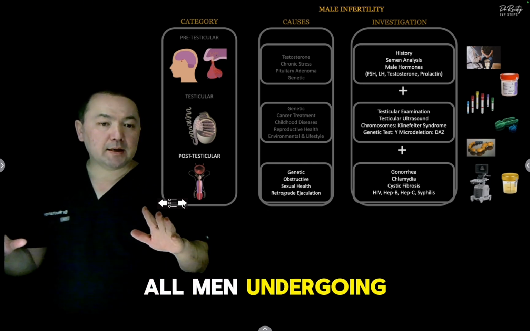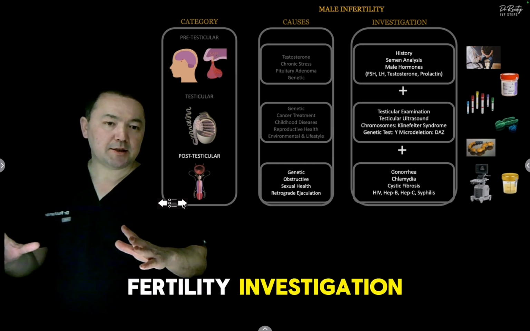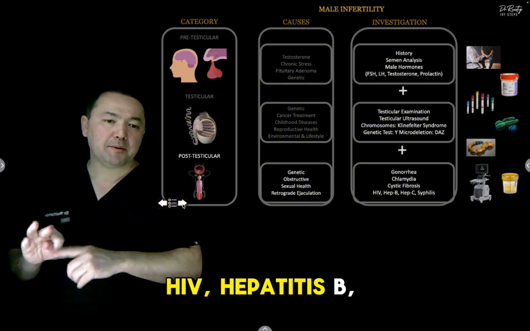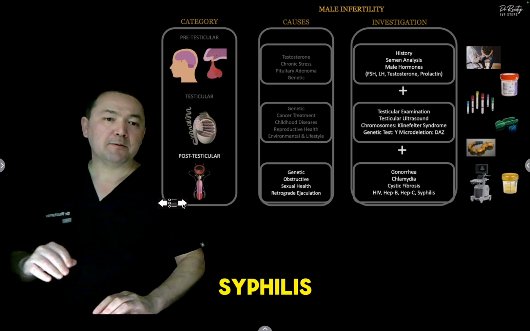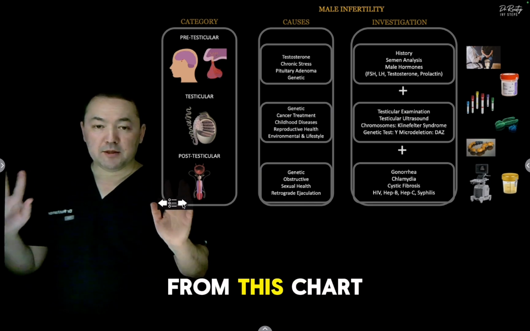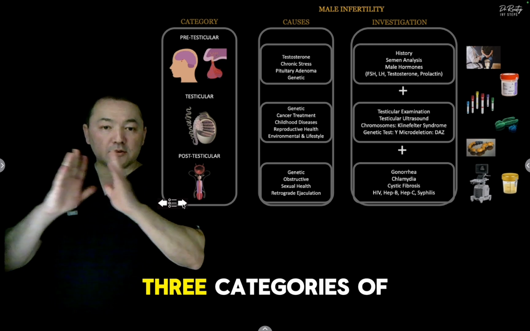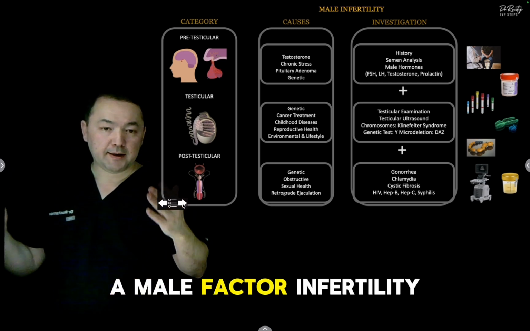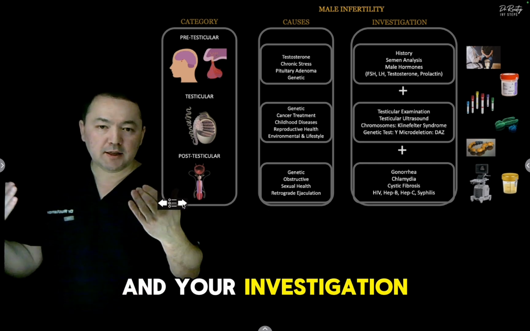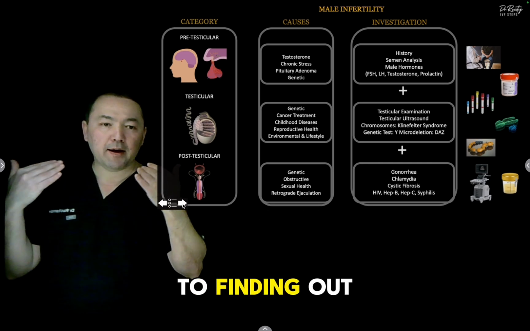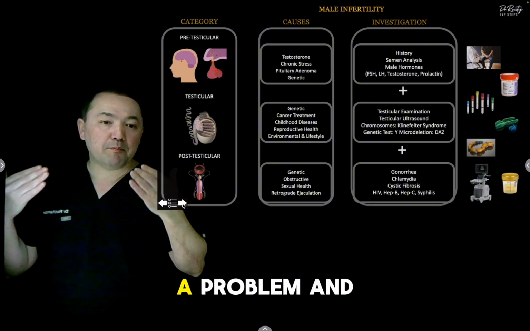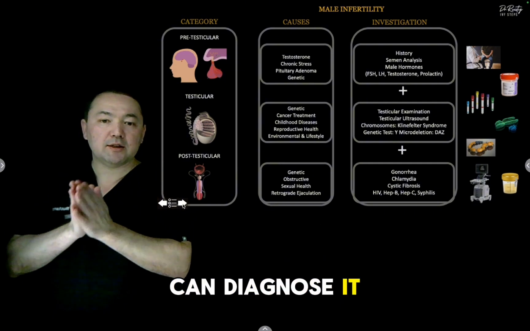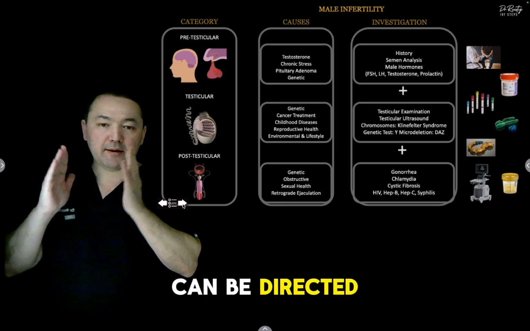And all men undergoing fertility investigation should have an investigation for blood-borne viruses: HIV, hepatitis B, hepatitis C, and syphilis. You can see from this chart that there are three categories of problems which can cause male factor infertility, and your investigation should be directed to finding out where you have a problem, and it has to be done systematically so that we can diagnose it accurately, and then treatment can be directed towards that.